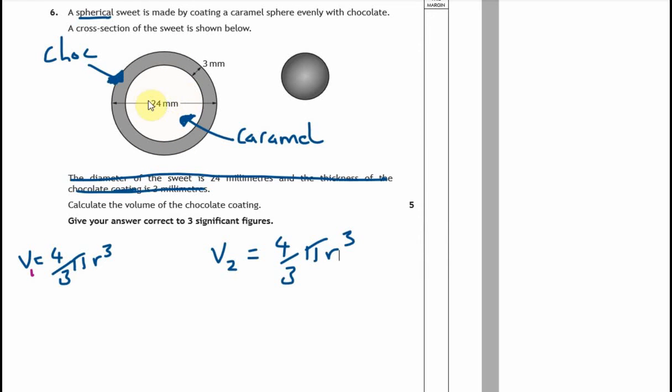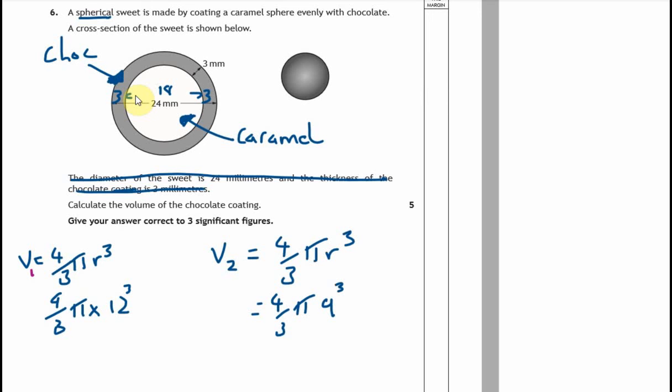Okay, so let's call volume 1 the entire section. That's going to be 4/3 times pi times the radius of the whole section. That's going to be 12 cubed, because 24 is the diameter of the whole section, half of that is 12. And the volume of the internal section is going to be 4/3 times pi times the radius of the internal section. If that's 24 and this is 3 and this is 3, then we need to take 6 off of 24, so the internal section is going to be 18, isn't it? The diameter is 18, so the radius is going to be 9, 9 cubed.